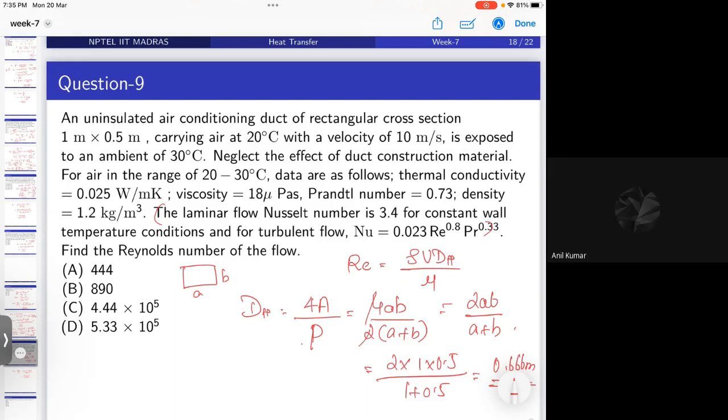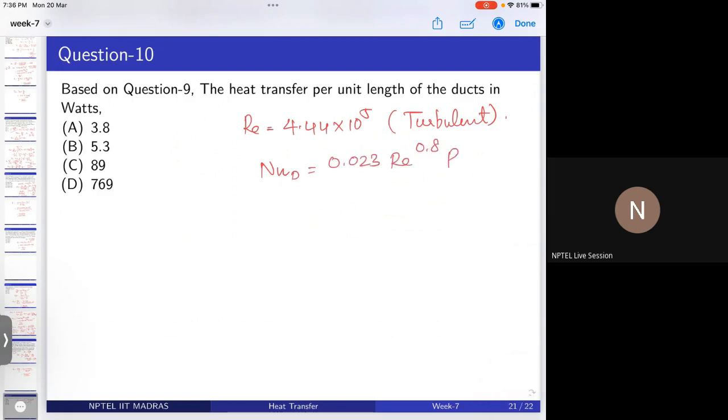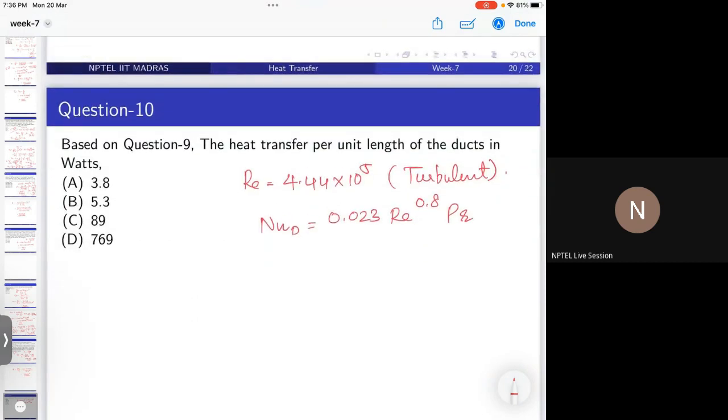Okay, sir. So in this question, we have to find out the heat transfer per unit length of the duct. We already found the Reynolds number, which is anyway in the turbulent regime. The Nusselt number is also given, but here should I use 0.3 or 0.4? Point 4.